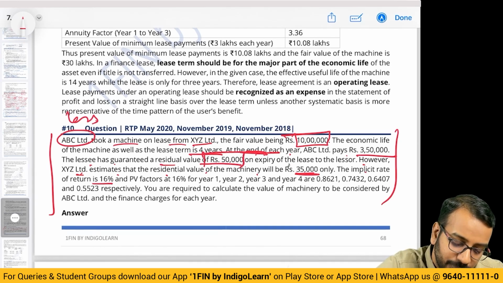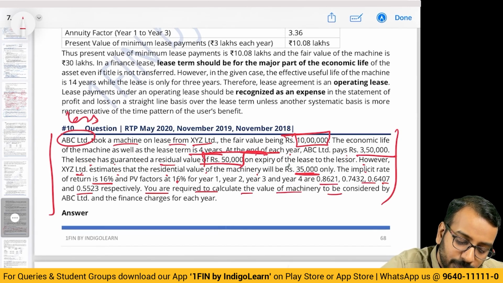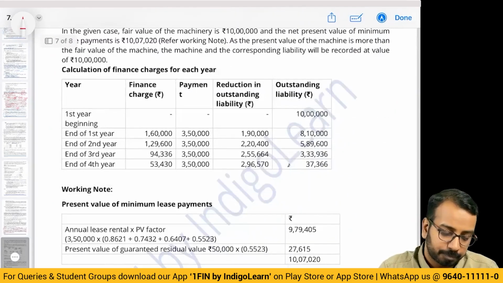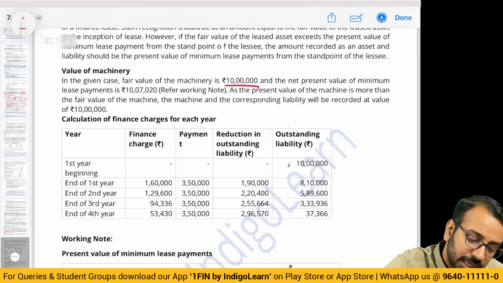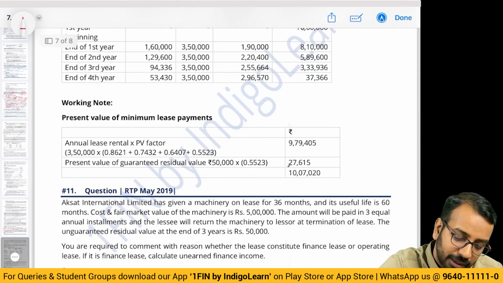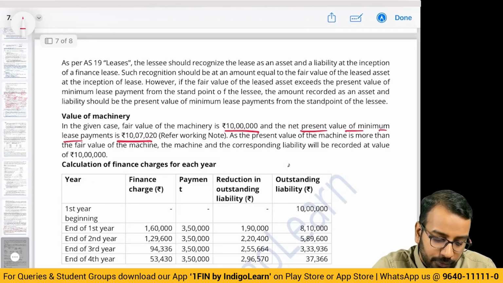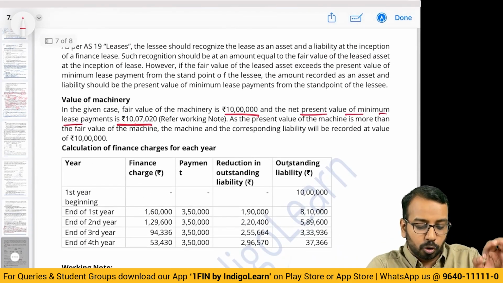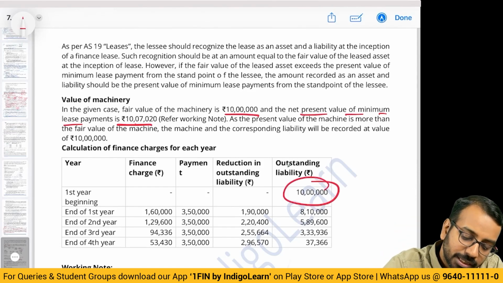Implicit rate is 16. Present value factors are given. You are required to calculate the value of machinery to be considered by ABC and the finance charges for the year. So here, fair value is 10 lakhs. Net present value of minimum lease payment is 10 lakhs 7,000. How did we calculate? Lease rental, present value of residual guarantee. So this one. Lower of the two, right? What is the lower of the two? Lower of the two is 10 lakhs. At that value, you will recognize the finance lease.